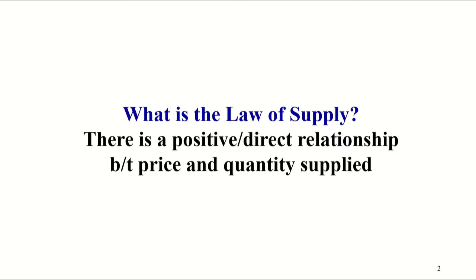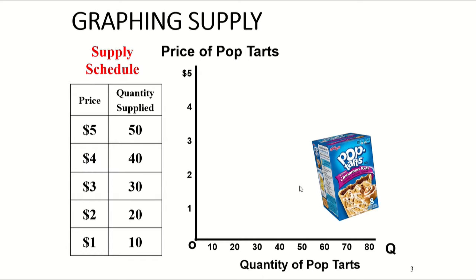In our last video, we looked at the demand curve for Pop-Tarts, and that had a negative or downward sloping or inverse relationship between price and quantity demanded. Supply is going to be a little bit different. Since you're the producer, of course, you're going to want to supply more of it at a higher price, and you're going to want to supply less at a lower price.